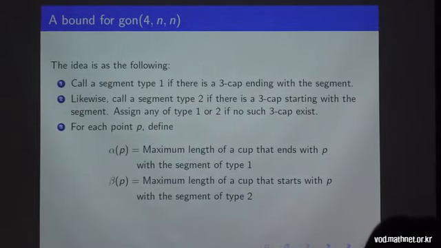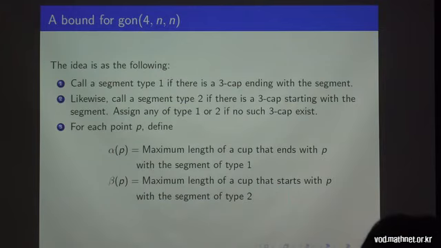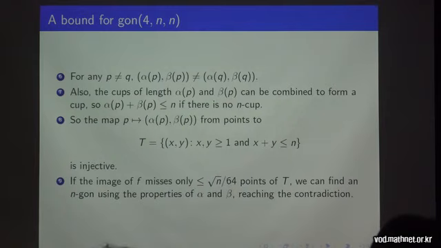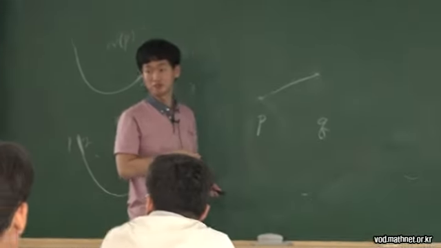So this alpha and beta are important in our proof. Actually, I think they reveal the hidden structure of tight 4-cap n-gon-free sets. So they have many useful properties. For example, for any P and Q different, the values of either alpha or beta should be different. I'm going to draw you a picture. So let's say that we have P and Q and the segment connecting the 2 points.